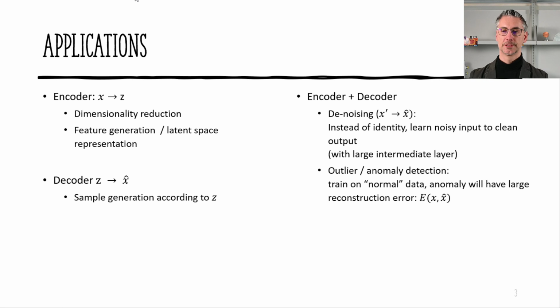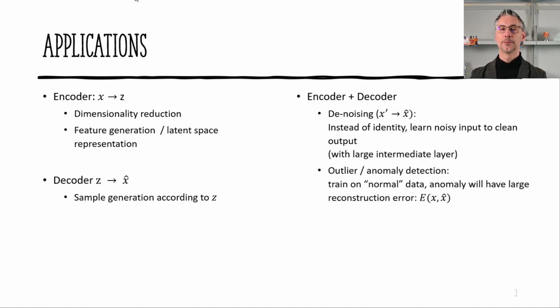So what are typical applications for this? When we focus on the encoder part, we want to reduce the dimensionality, or for example, we want to generate features. As we just said, the encoder creates a latent space, and then we can use this latent space as, shall we say, an abstract representation of all the images that we have learned. We can also apply only the decoder part, and then we can use this, say, for sample generation according to Z. For example, if we vary this latent space, we could see what this corresponds to in the real space. We can also use both of them together.